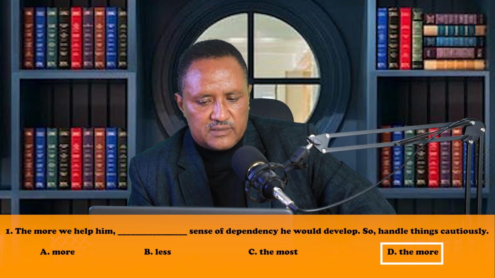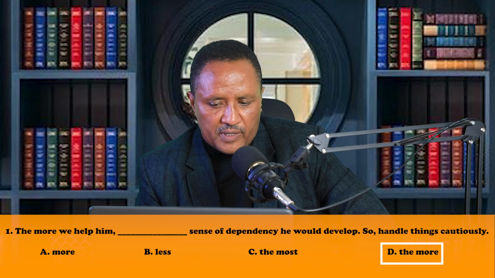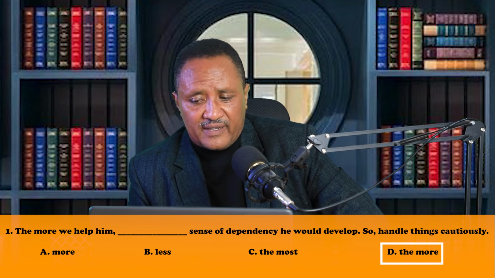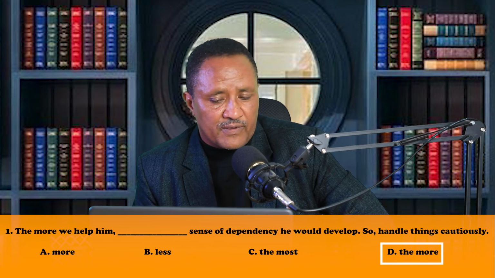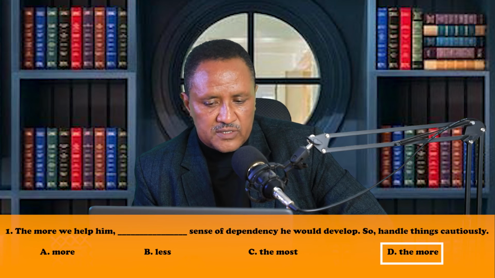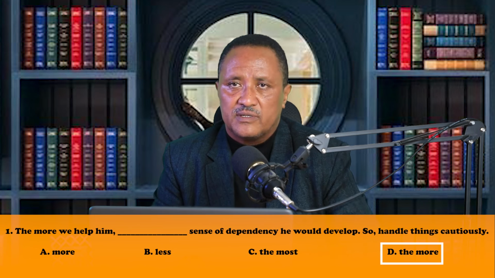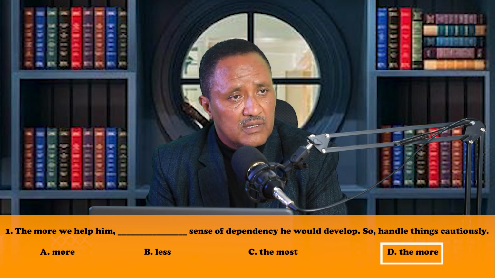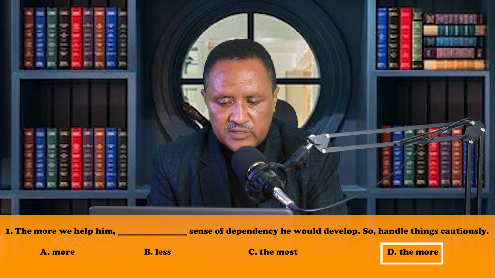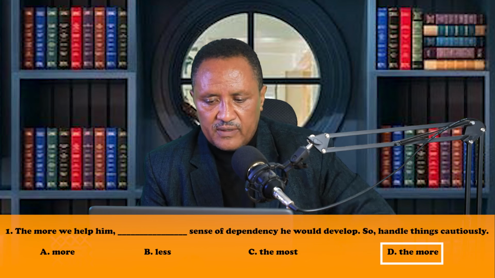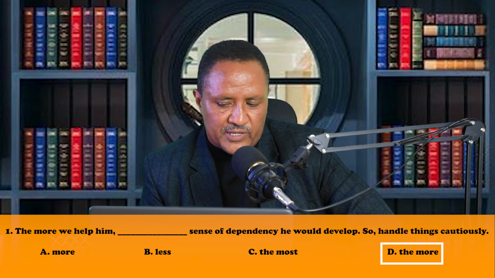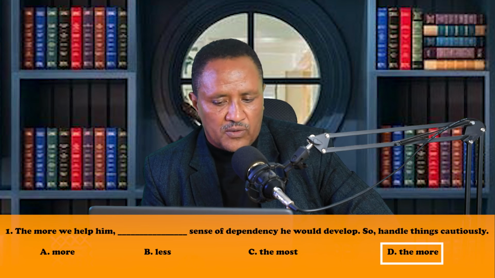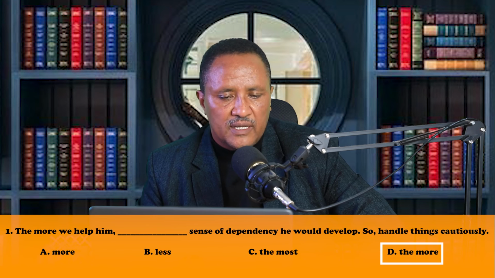The reason is the more we help him is followed by a comparison clause indicating a cause-effect relationship, as you can see. So this structure typically uses the more to show that as one thing increases, another thing also increases in a proportional manner. Here, it suggests that the more we help him, the more sense of dependency he will develop.